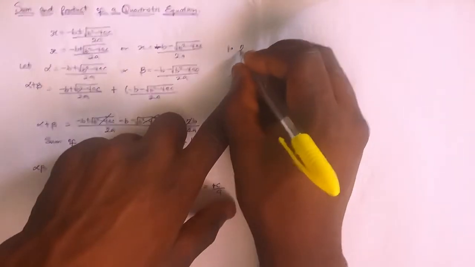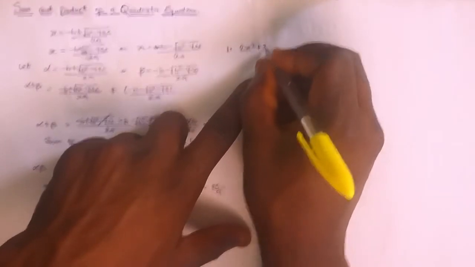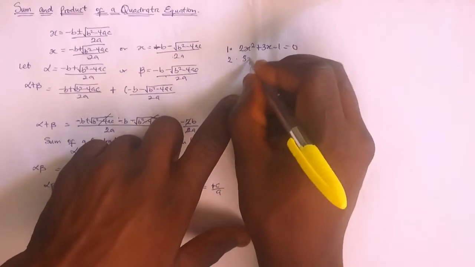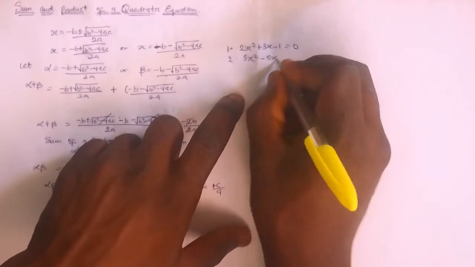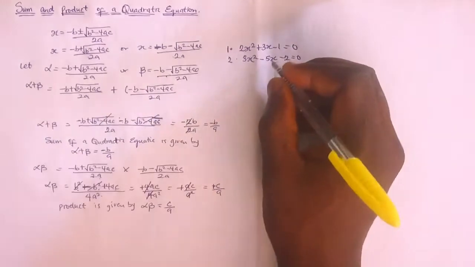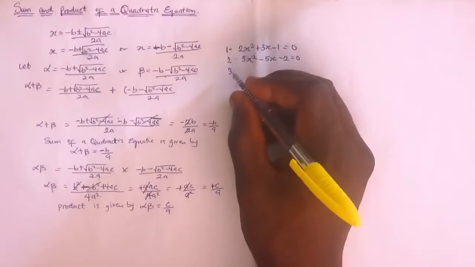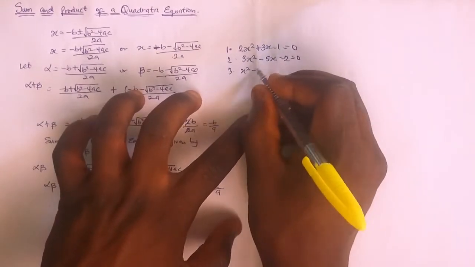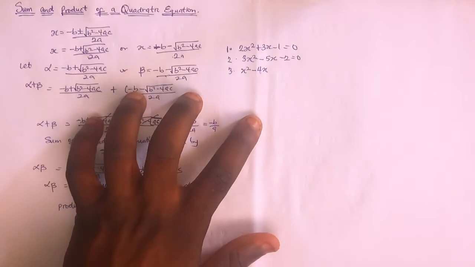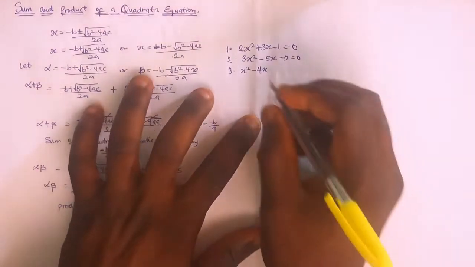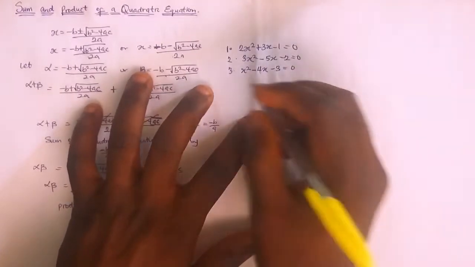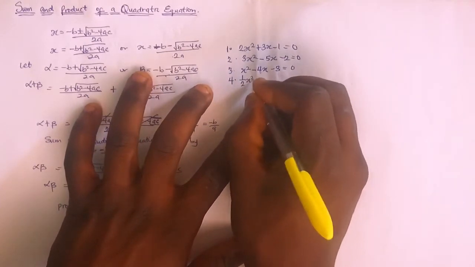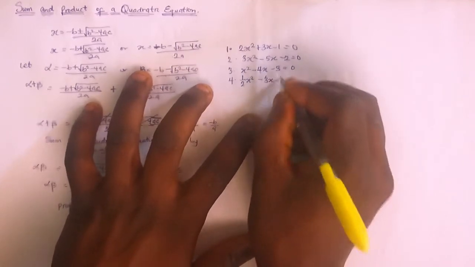So now the first question is 2x squared plus 3x minus 1 equals 0, and the second question is 3x squared minus 5x minus 2 equals 0, and the third one is x squared minus 4x minus 3 equals 0. Then the last one, let's just take the last one, is 1 over 2x squared minus 3x minus 1 equals 0.